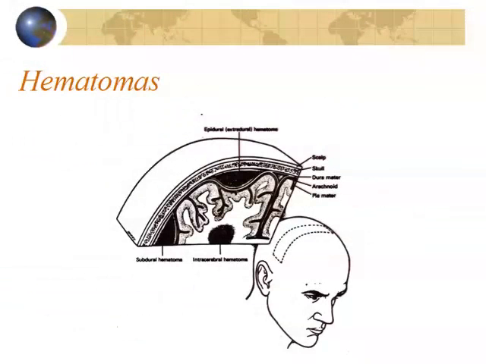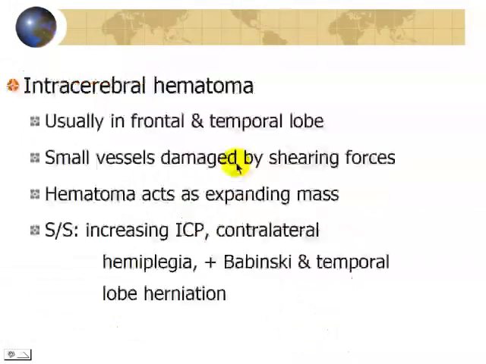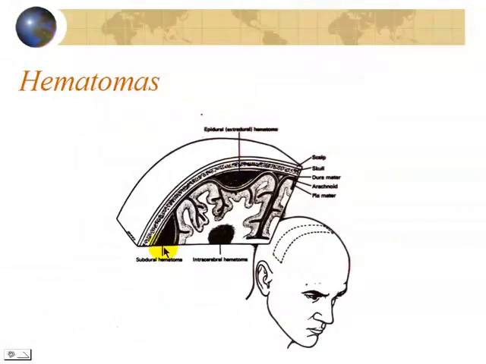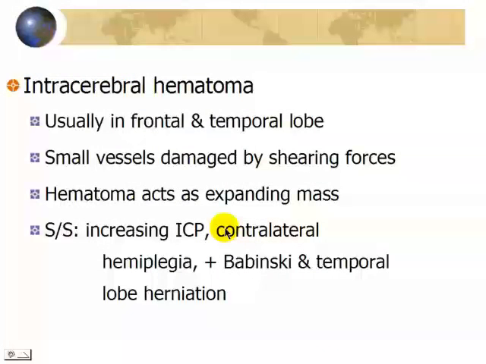This is showing an epidural hematoma here, subdural here, intracerebral there. An intracerebral hematoma usually occurs in the frontal and the temporal lobe. The small vessels are damaged by the shearing forces of the brain going back and forth, and the hematoma acts as an expanding mass. Symptoms are an increase in intracranial pressure, contralateral hemiplegia, so on the opposite side you're going to have weakness, a positive Babinski, and temporal lobe herniation.